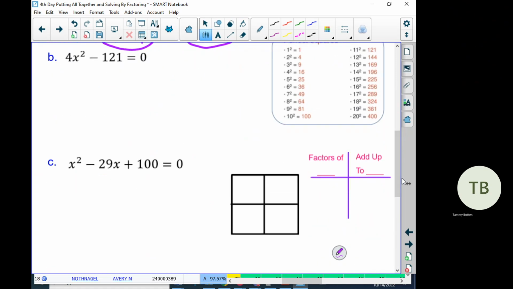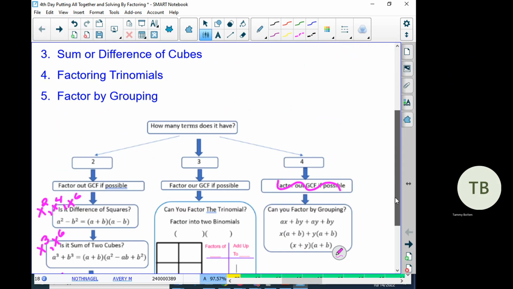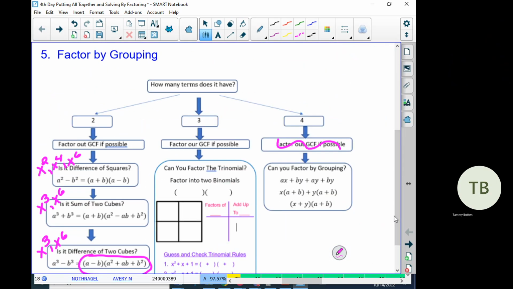Now let's go down here. I have two terms. I always try to take out a common factor. There's nothing that goes into 4 and 121. So then I have to decide, do I have difference of squares or difference of cubes? And I have an x squared there. And x squared is going to be difference of squares, okay?